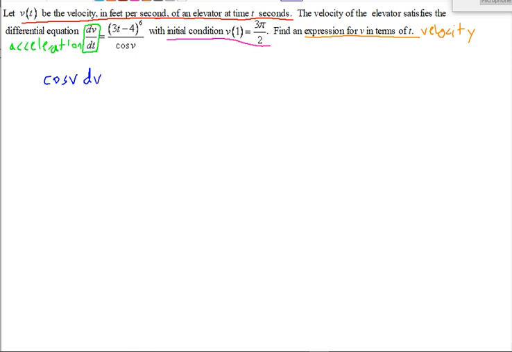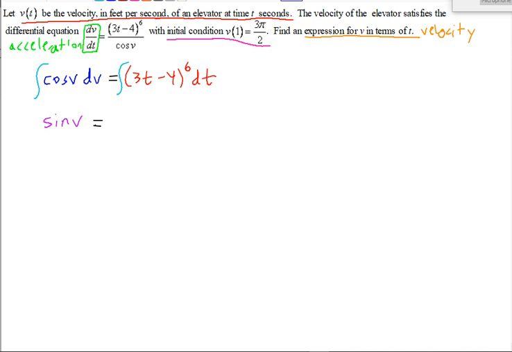dv equals (3t minus 4) to the 6th dt. And now you can see the variables are already separated. The v is with dv, t is with dt. So as soon as they're separated, then you can integrate both sides. So when you integrate cosine of v, you get sine of v equals.